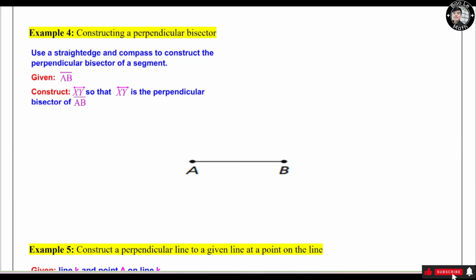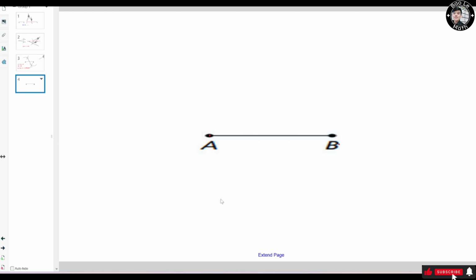Example number 4. Construct a perpendicular bisector. Given the line segment AB, we need to construct a line SY so that line SY is the perpendicular bisector of AB. Alright, for example, I have the point M as the midpoint of AB, and I have the line SY right here, right? So I have the 90 degrees right here, and AM congruent to BM, right? This is S and this is Y. So this is how we need to do, right?